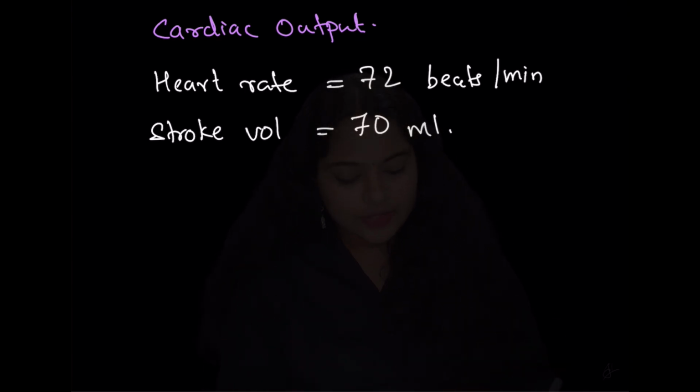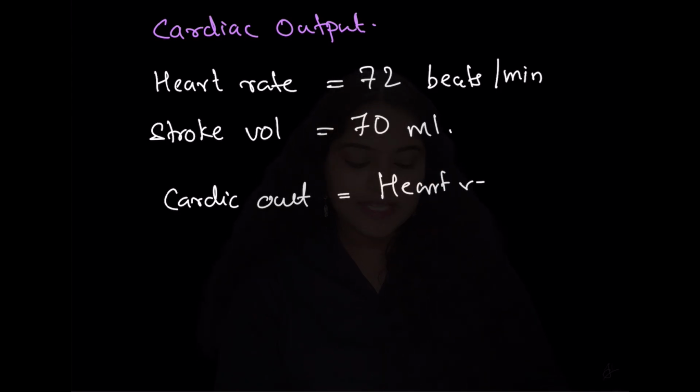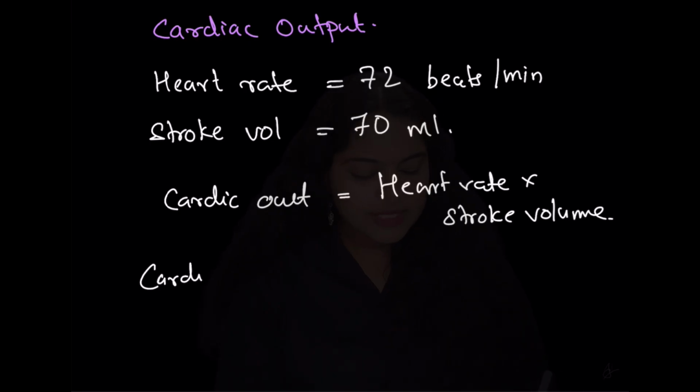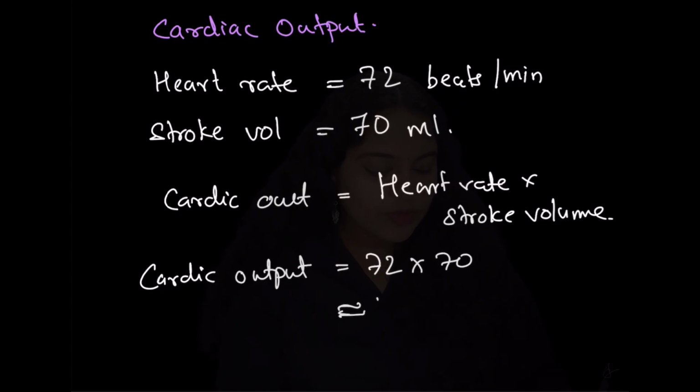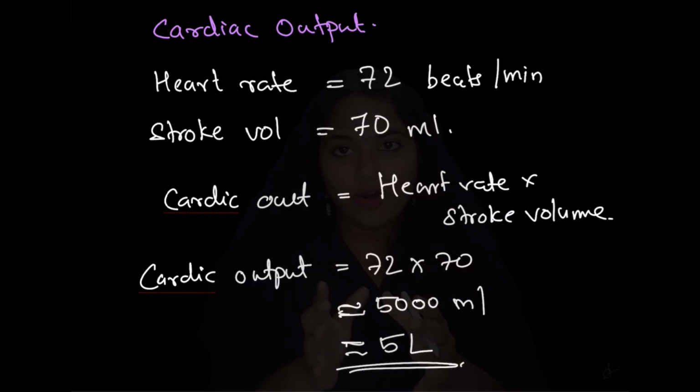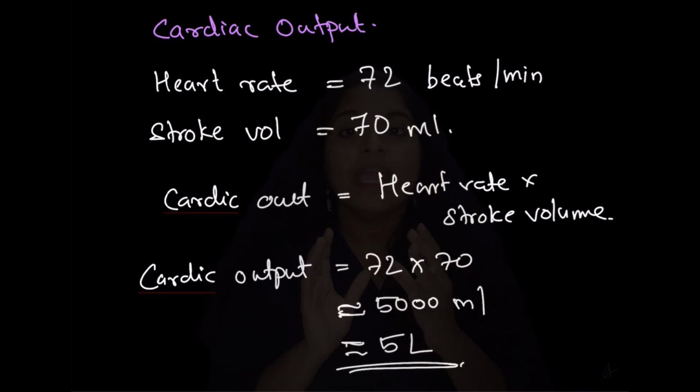So how can we calculate the cardiac output? Cardiac output is the product of heart rate and stroke volume. So cardiac output is 72 into 70, which is approximately equal to 5000 ml, that is approximately 5 liters. So this is the cardiac output, the amount of blood pumped out from our heart in a minute.